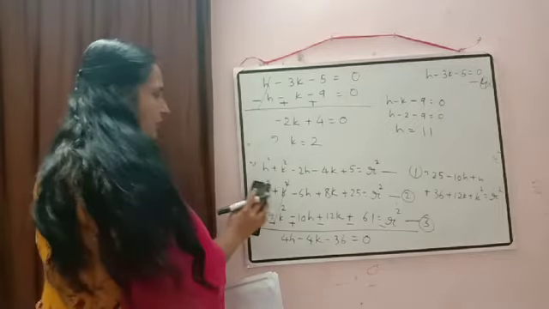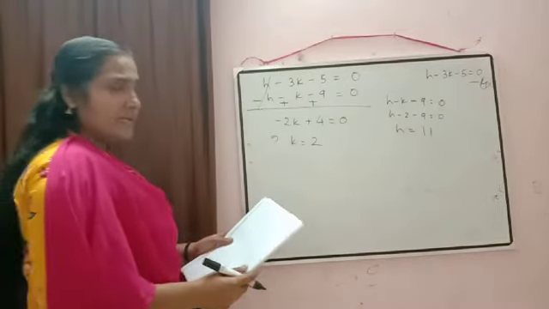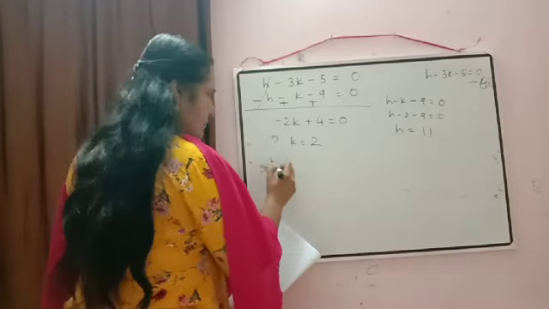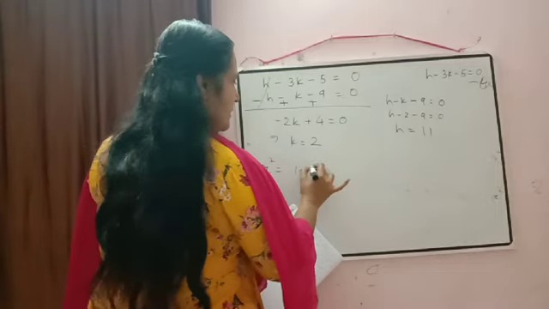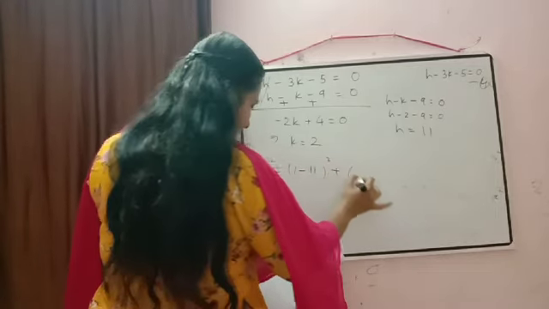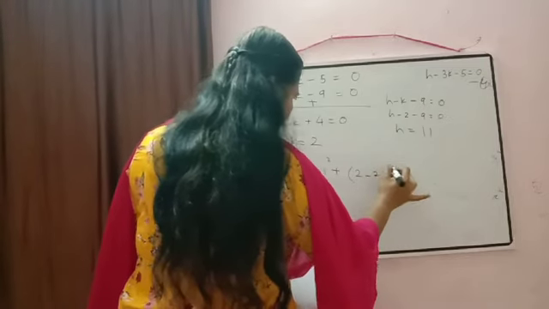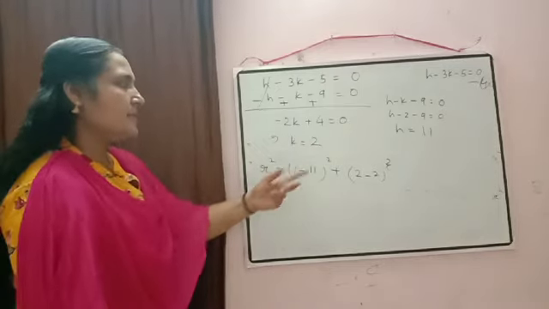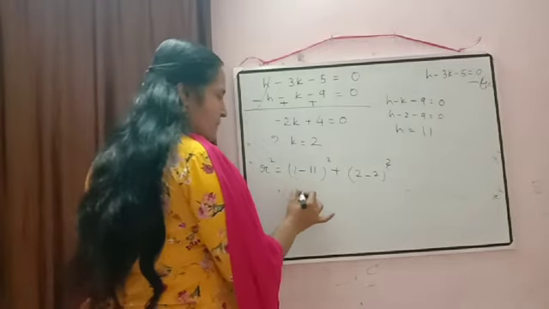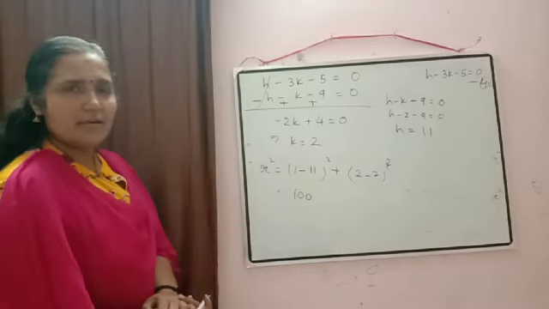Now next what we want? We want the radius. So 3 equations I think we found there. So in any one, in which calculation will be easy, in that we can substitute. I think we wrote it in this way only, (1 minus h) the whole square. So (1 minus 11) the whole square plus (2 minus k), so (2 minus 2) the whole square. Correct? So 1 minus 11 will be equal to minus 10, the whole square. So that will be equal to 10 square, 100, and that is 0. So we got r square is equal to 100.